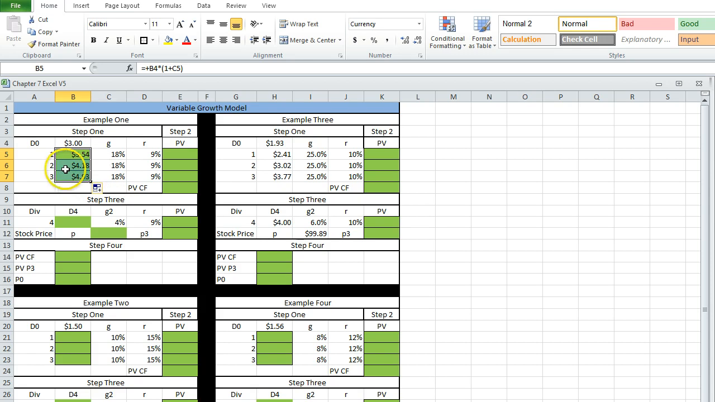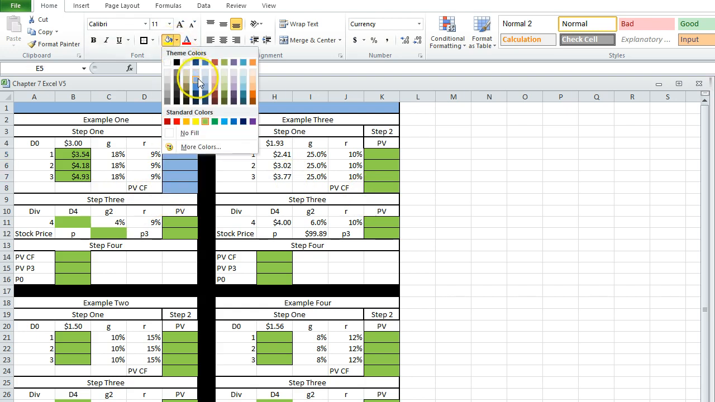Okay. So we get the D1, basically 18% increase from $3 to $3.54, and then $3.54 to $4.18 is another 18% increase, and another 18% increase. So there are future dividends. So now to calculate the present value, which is step 2, let me highlight step 2 into a different color, so we know that we're talking about a separate step.